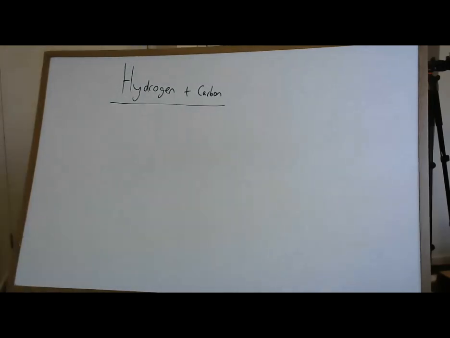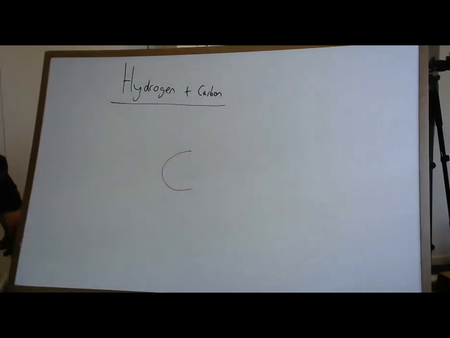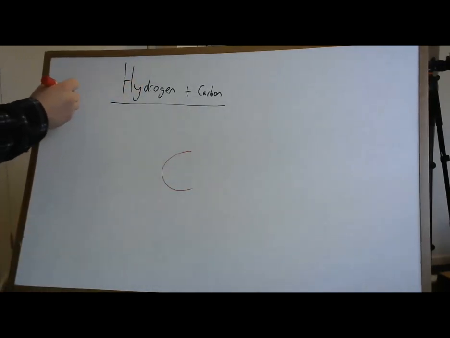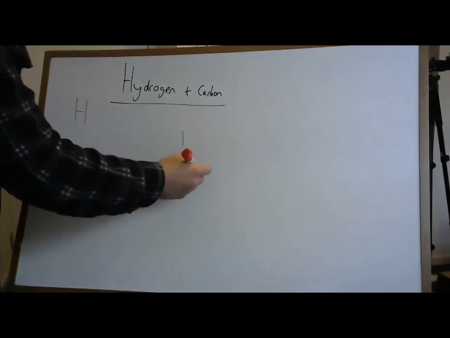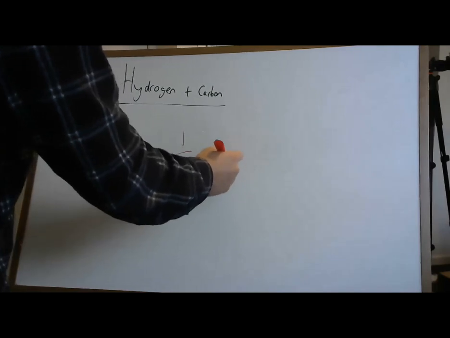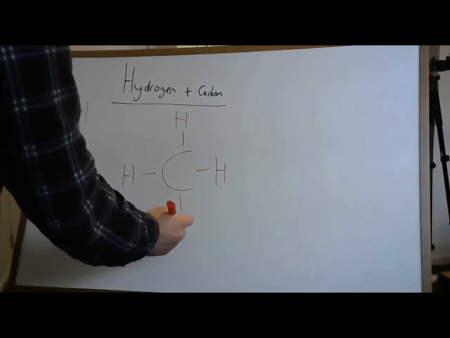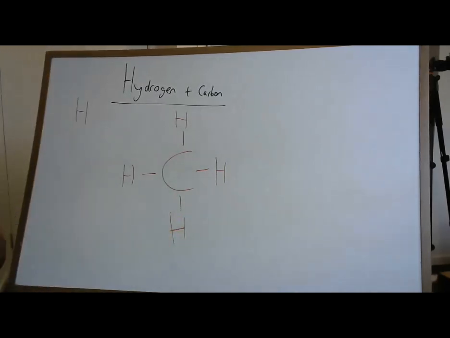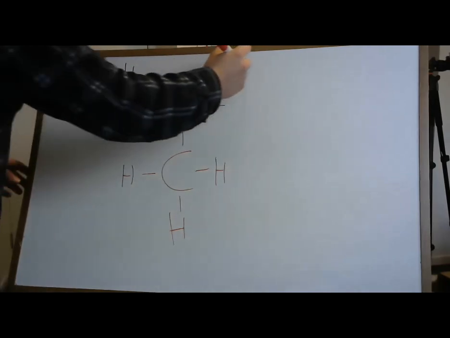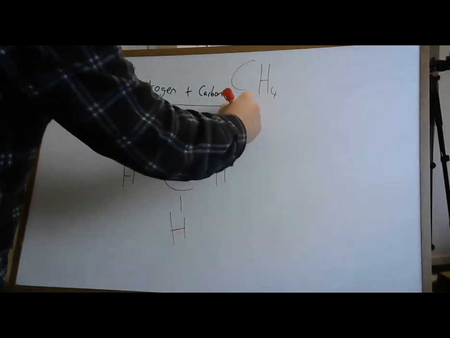Another red pen. So we have carbon in the middle, and we have hydrogen. Because carbon has 4 electrons available for bonding, hydrogen needs to share 1 to be full, carbon needs to share 4. There is our first hydrocarbon. Or CH4, or methane.